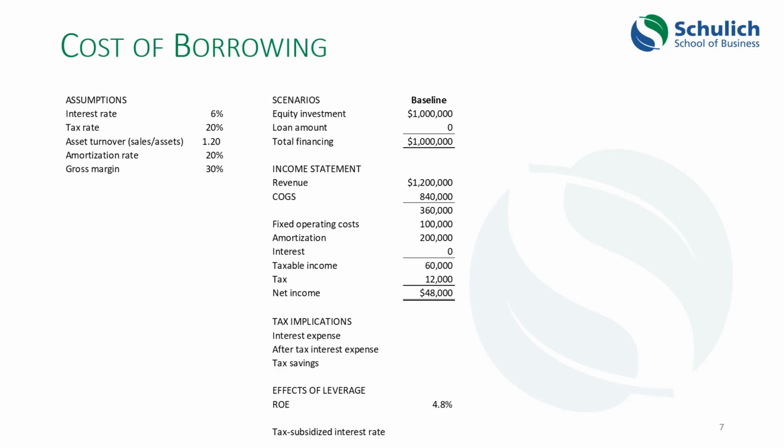The second basic concept for long-term liabilities is what I'm calling the cost of borrowing. And what I want to show you here is how tax plays into decisions to borrow or not borrow money. We have a set of assumptions here, and these are the interest rate, the tax rate, the asset turnover rate, the amortization rate, and the gross margin.